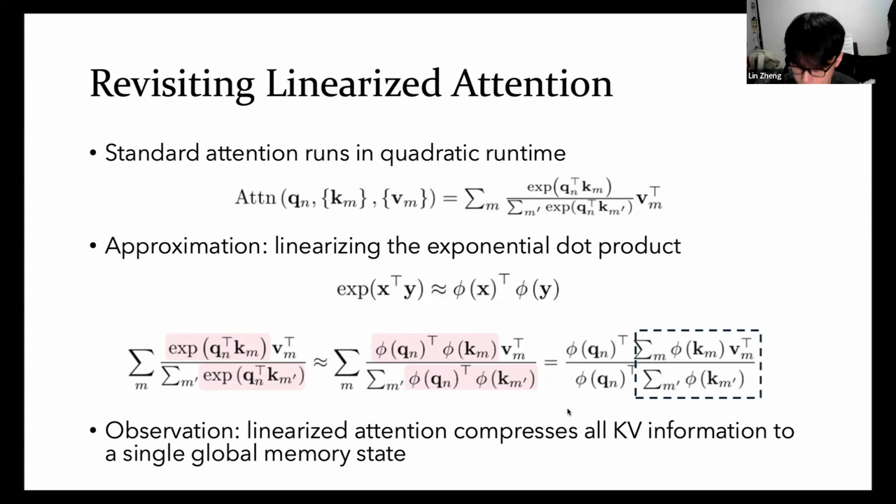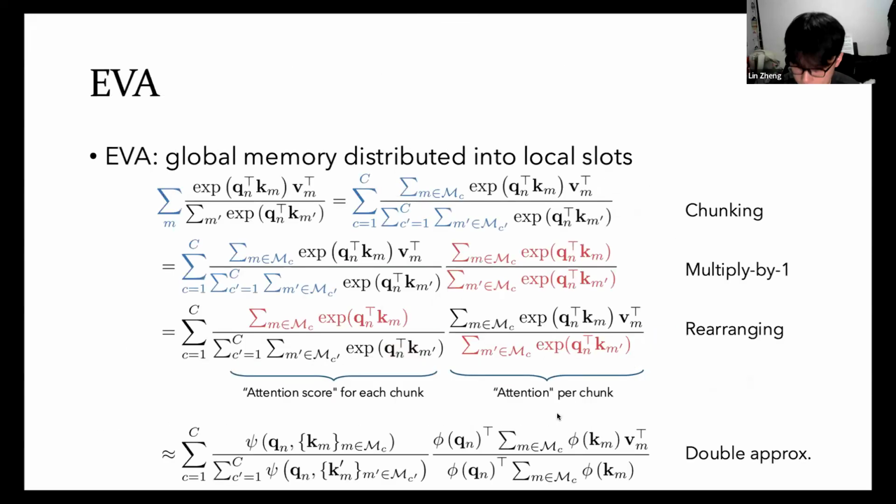But to develop EVA, our key idea is to capitalize on the following observation. Most linearized attention methods choose to compress the whole key-value pairs information into a single giant global memory state, which could be 2D or even 1D in RNNs. Almost all of them try to compress everything into a single global memory unit. So the key idea of EVA is to distribute the whole global memory into multiple memory slots. This is the key principle of dividing and conquering.